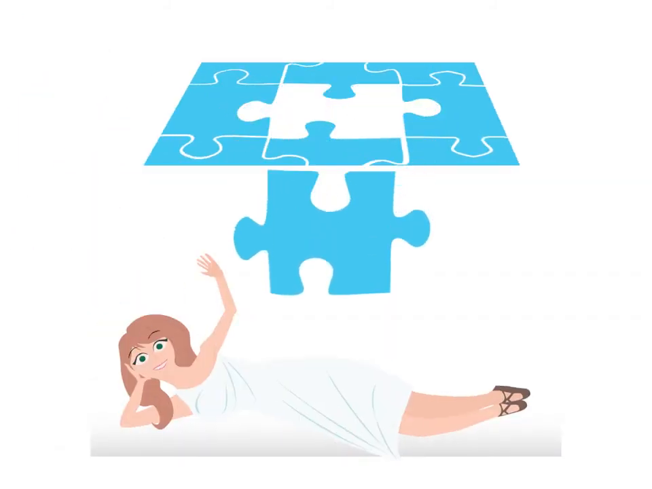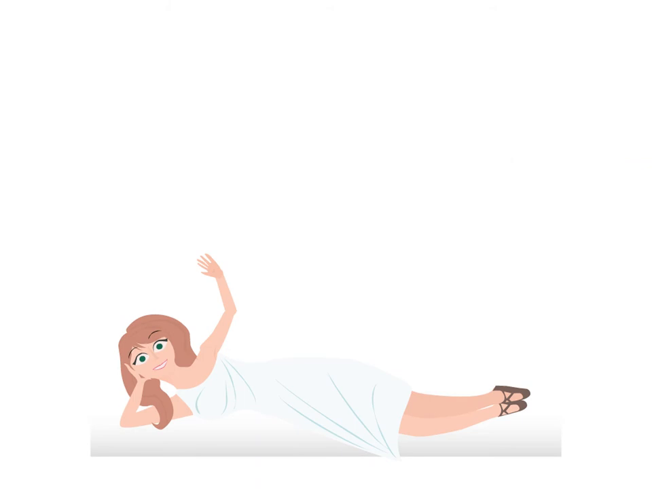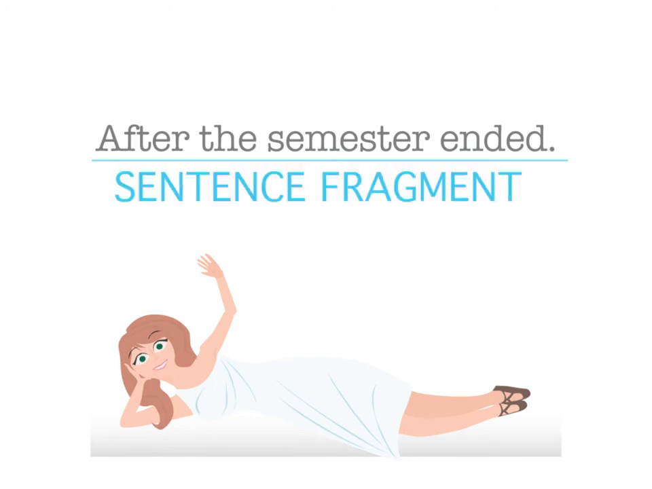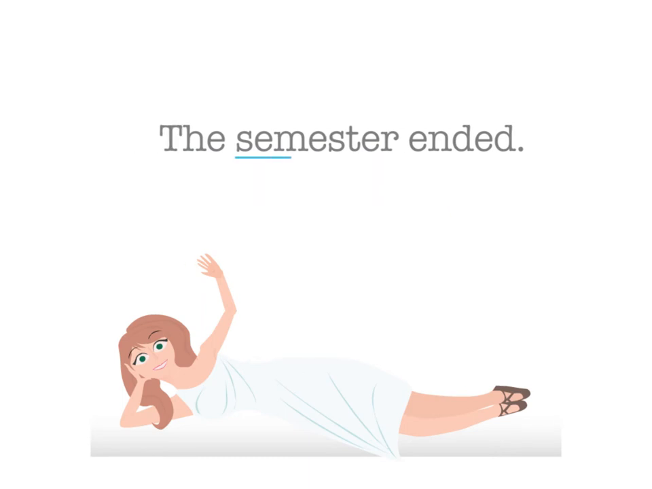Let's unravel the difference when any of these pieces are missing. After the semester ended. Because we have a dependent word, this is a sentence fragment. Whenever a sentence doesn't form a complete thought, it's called a fragment. One way to fix this is to remove the dependent word after. If we remove it, we're left with a subject and a verb.